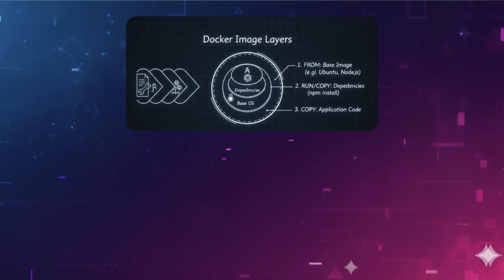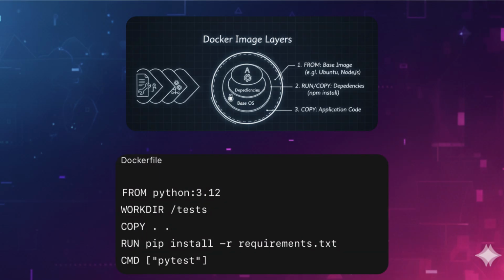Just write a simple Dockerfile like this: FROM python:3.12, WORKDIR tests, COPY ..., RUN pip install -r requirements.txt, and CMD pytest. Now, whenever you build this image, you have a portable test suite you can run anywhere.